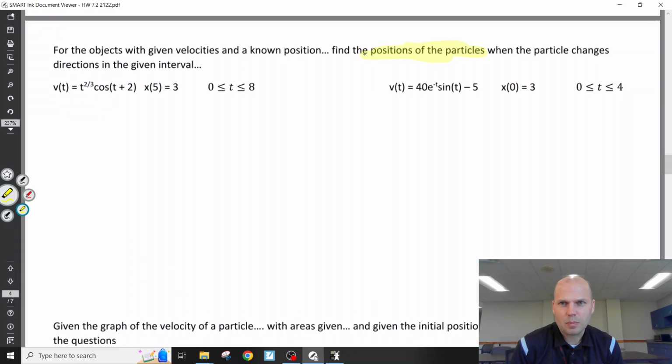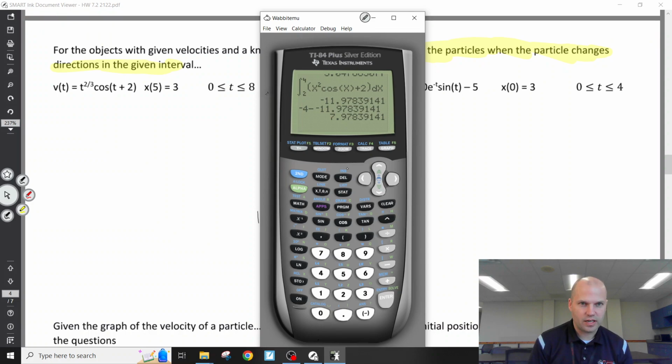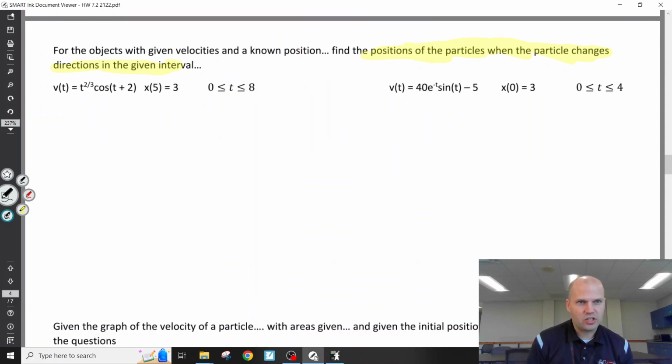Find the positions of the particle when the particle changes directions. I'm only going to do one of these. I'm not going to do 5 if there's 5 times we change directions. What do I mean by changing directions? How do you change directions? Well, when your velocity, or the position's derivative, changes sign, you're going to have to change directions. You go from right to left, left to right.